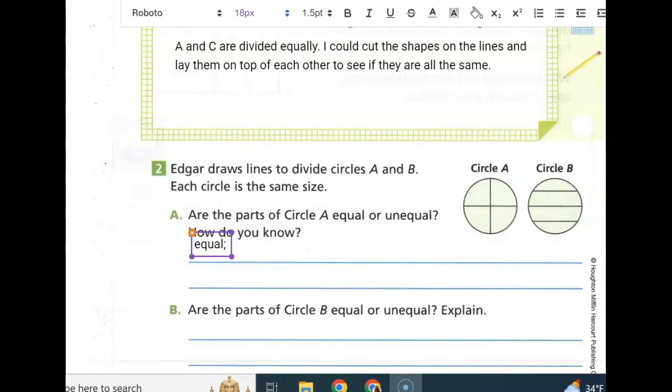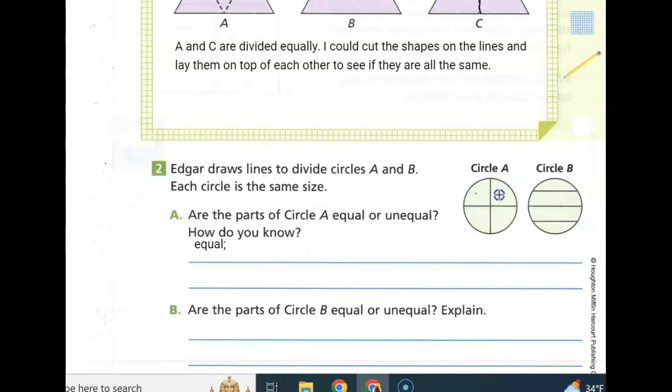How do we know they're the same? What are some things we can do? Well, they're all the same shape and size, right? Each of these little parts are all the same shape and size. How can we tell if they're exact? We could cut them apart and stack them. So how we know is they are all the same shape and size, and we could stack them to see if they match. Go ahead, stop your recording and get that.